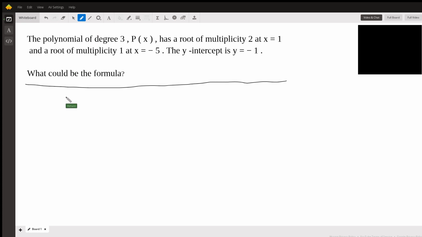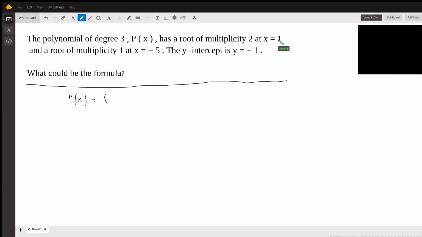So let's get started. We're going to start with p of x, since they wanted p of x. Normally we'd just write y, but okay, they want p of x instead of y. I guess that's to remind us that this is a polynomial. Now, it has a root at x equals 1. So if 1 is a root, or 1 is a 0, these are synonymous, root and 0.